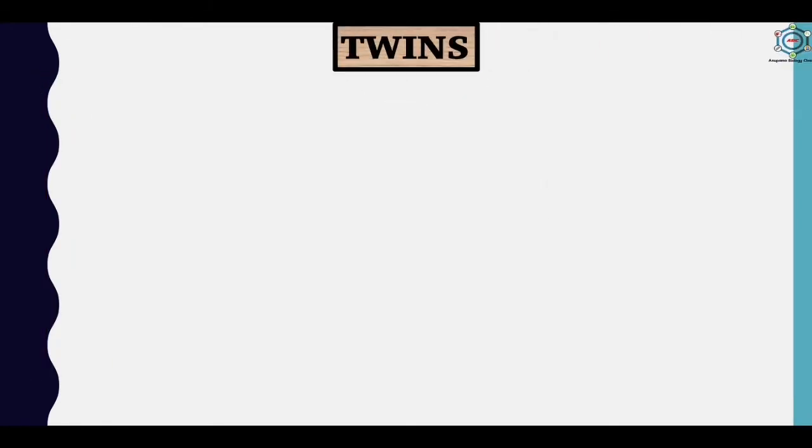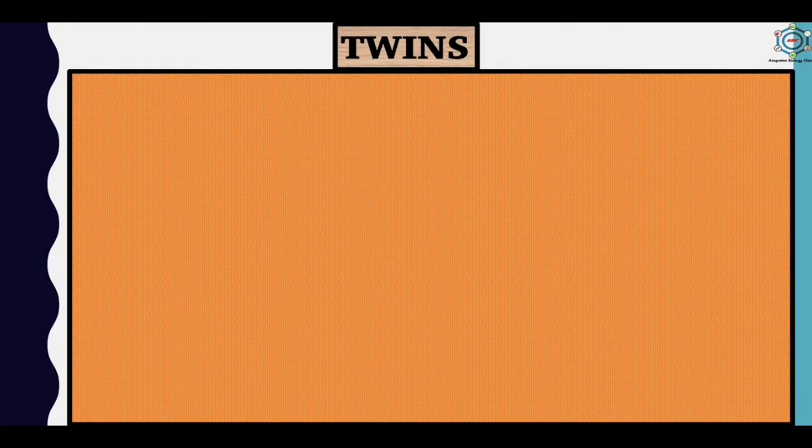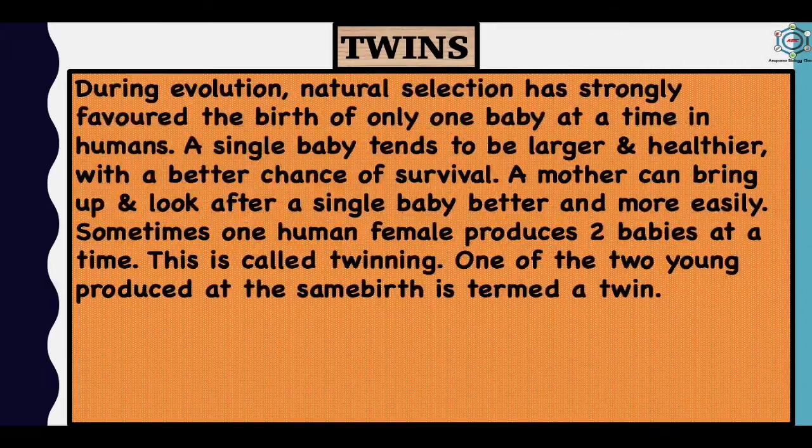Now, twins. So, what are twins? During evolution, the natural selection has strongly favored the birth of only one baby at a time in humans. A single baby tends to be larger and healthier with a better chance of survival. A mother can bring up and look after a single baby better and more easily. Sometimes one human female produces two babies at a time. This is called twinning. So one of the two young produced at the same birth is termed as twin.